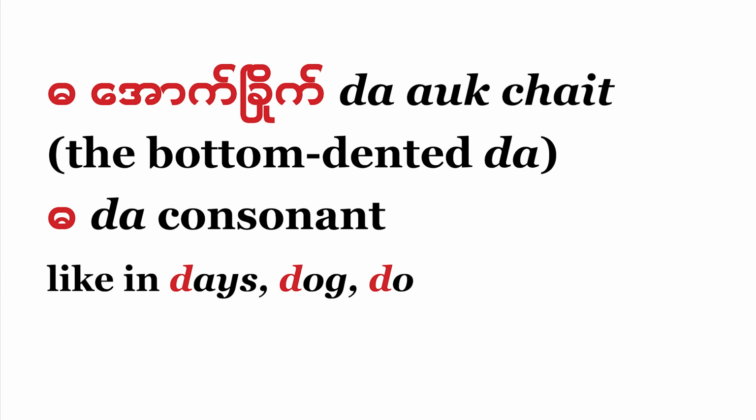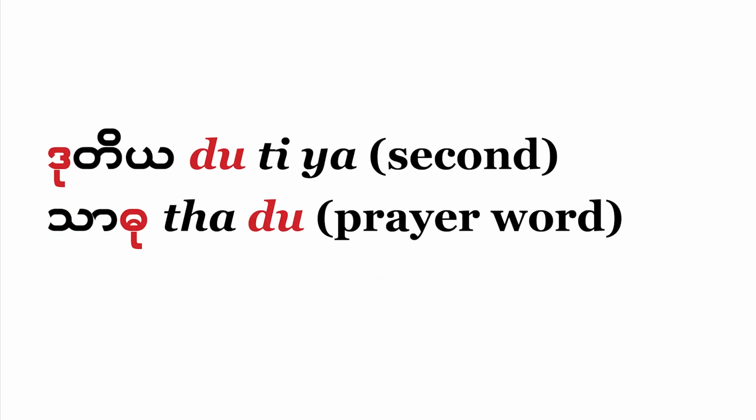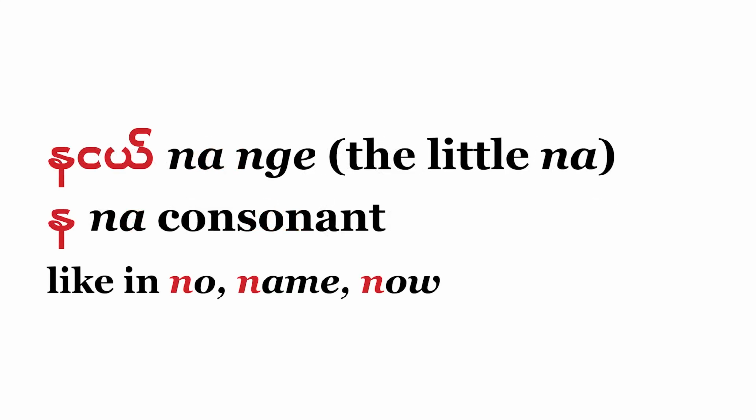Now, even though they have the same consonant sound, they're not interchangeable when it comes to spellings, by the way. The word for second, as in first, second, third, the ordinal number second is dutiya, and that is spelled with the little da. And the word thadu, what the Burmese Buddhists will usually say at the end of a prayer, is spelled with the bottom dented da, even though the du in dutiya for second and du in thadu sound identical. The next letter is nange, or na for short.